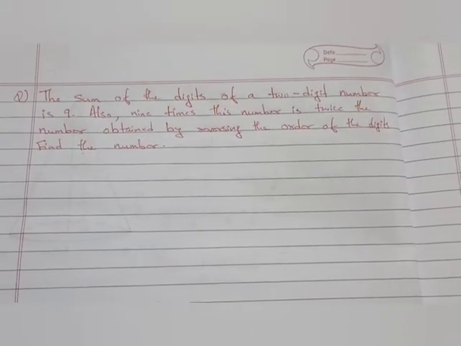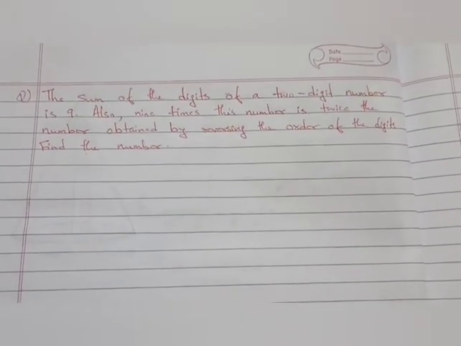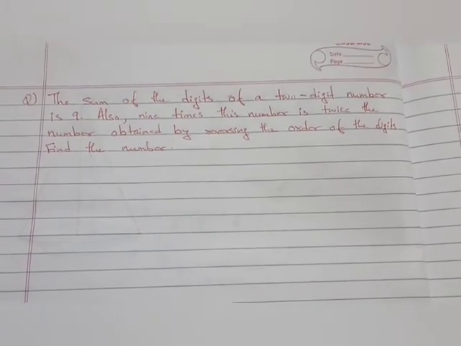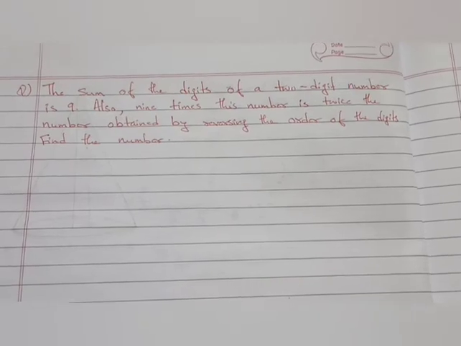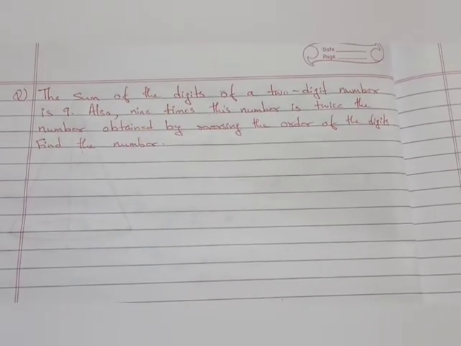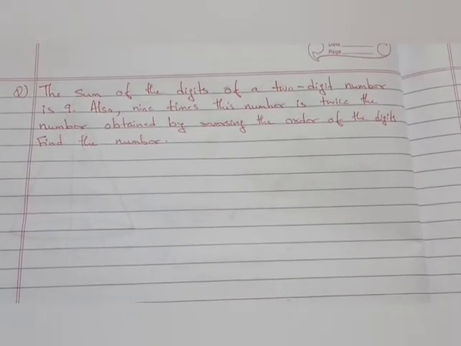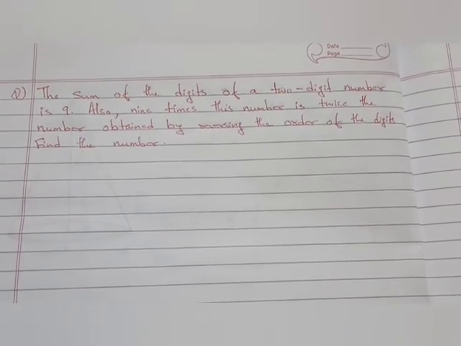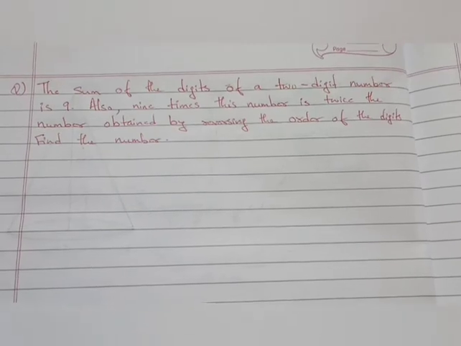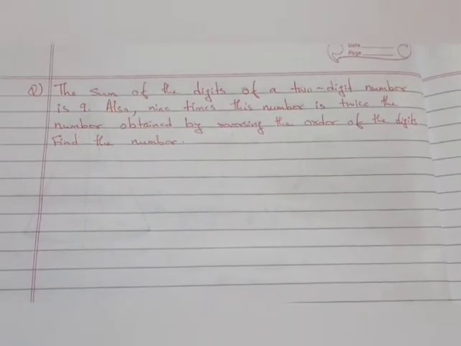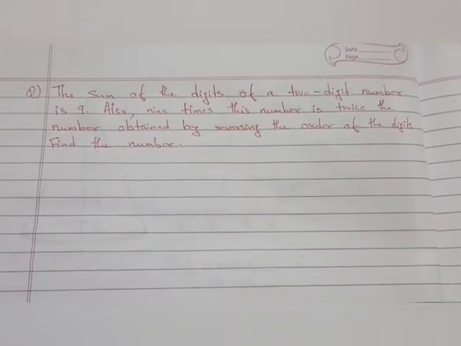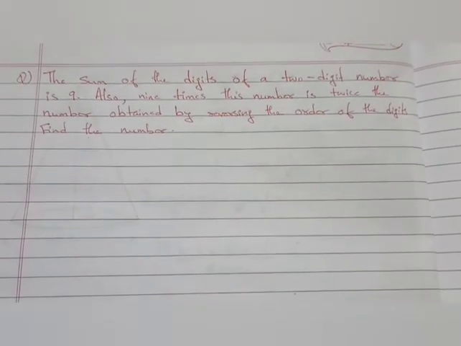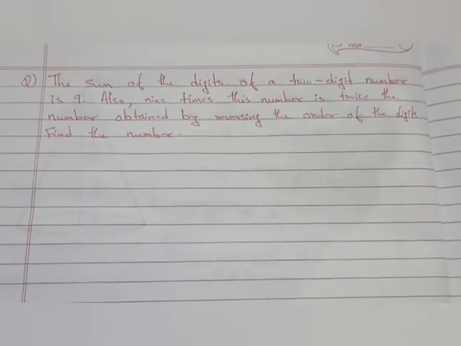In this video, we are going to determine an unknown two-digit number by forming a pair of linear equations in two variables using the conditions given in the question. The question here is: the sum of the digits of a two-digit number is 9, and the second condition is 9 times this number is twice the number obtained by reversing the order of the digits. We need to find the number.